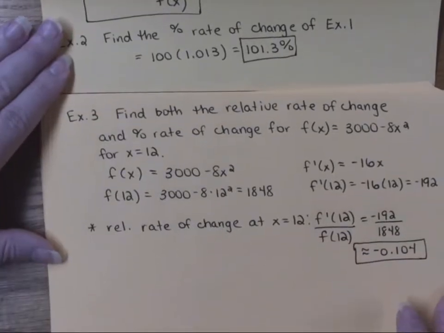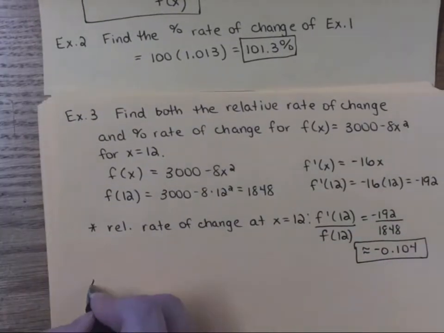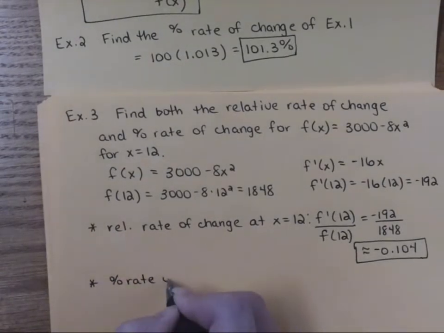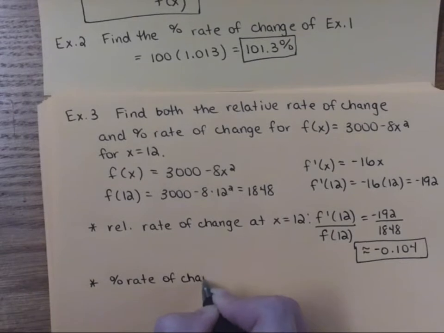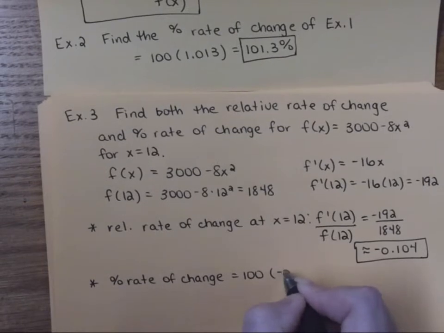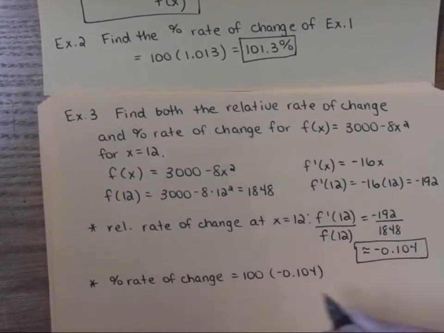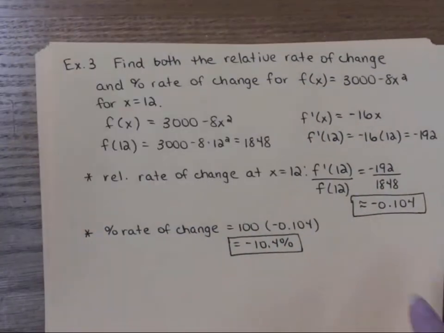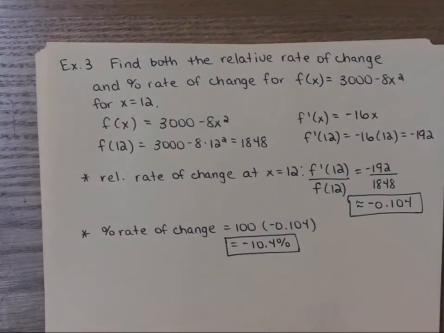Okay. In other words, this indicates that we have a reduction in the value, right? So the rate of change here, or the relative rate of change, is negative, which means the values are getting smaller. So if you do 100 times negative 0.104, you get negative 10.4%. So compared to the original values, the derivative or the rate of change is reducing by negative 10.4%.